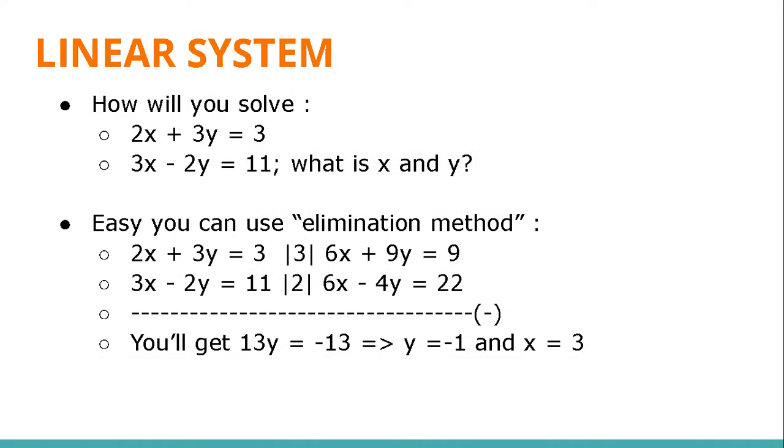2x plus 3y equals 3 and 3x minus 2y equals 11. So what are x and y? Probably you will say that it is very simple because you just need to do the elimination method. By using the elimination method, you will find that x is 3 and y is minus 1.